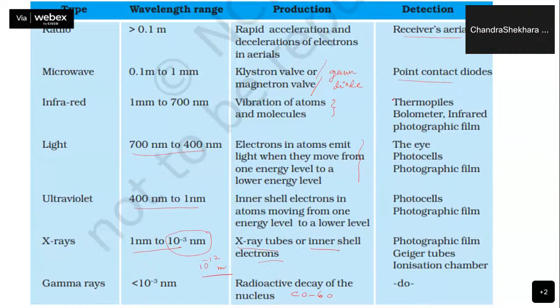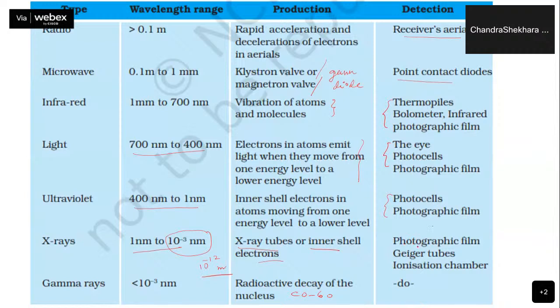For temperature, that is, infrared radiations are detected with the help of thermal sensitive devices like thermopiles, bolometers, infrared photographic films, etc. You know, the infrared cameras are there, where they use infrared films. Then visible light is detected by the eye, and photo cells and photographic films will all detect visible light. Photo cells and photographic films are used to detect ultraviolet light.